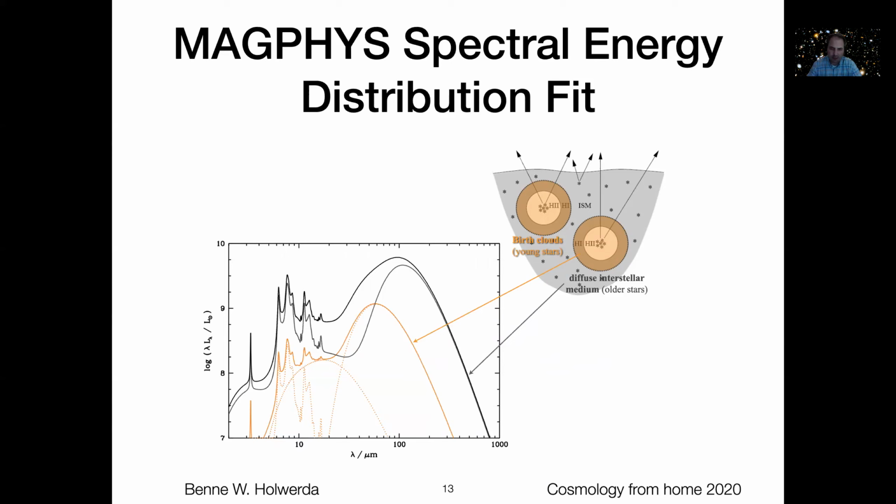This is the rest frame wavelength. You see a lot of reprocessed starlight ends up as dust at around 100 micron. So if that's the case, we should see the emission from dust at every redshift. And we do for each individual galaxy.